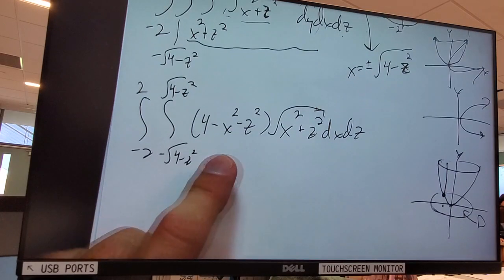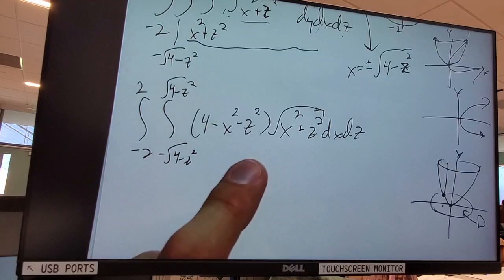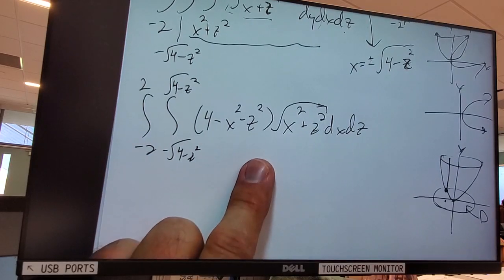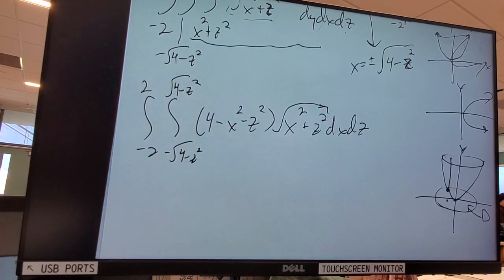All right. Does anyone want to do this? All right, we're going to do it, but we're going to be smart about it. Does anyone see something?